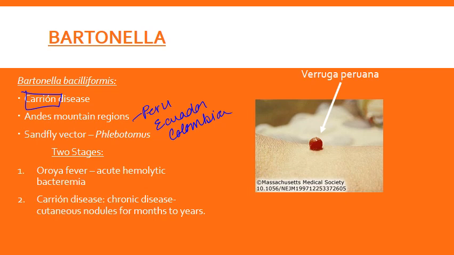The disease has 2 distinct stages. The first stage is called Aroya fever. This is basically an acute hemolytic bacteremia. It consists of fever, headache, myalgia, abdominal pain, and then severe anemia. The stage of disease ends as the humoral immunity increases. So as we have more antibodies to protect us, this stage of disease comes to a close.